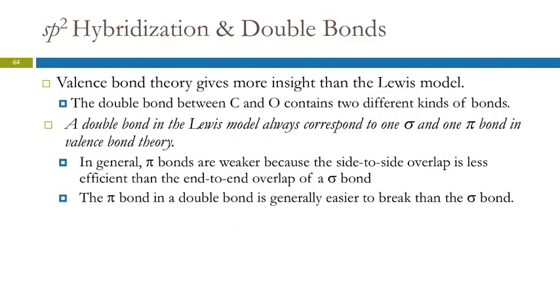So we get more insight with valence bond theory than with the Lewis model. The Lewis model says, yeah, there's a double bond between carbon and oxygen. Valence bond theory says that double bond is not two identical bonds, it's two different bonds. It's one sigma bond and one pi bond. And what we observe is that the bonds between the carbon and oxygen are different. You can break one of the bonds without breaking the other one. The pi bond is easier to break because it doesn't have as good overlap as the sigma bond. The sigma bond is stronger.